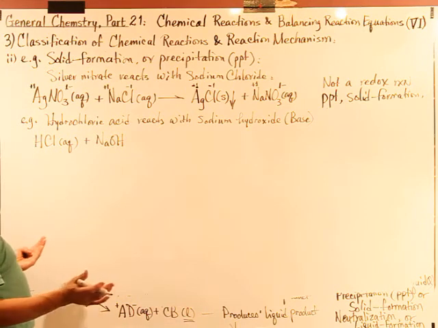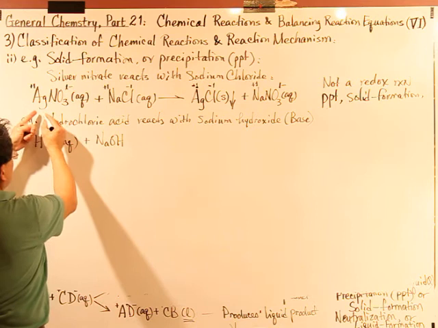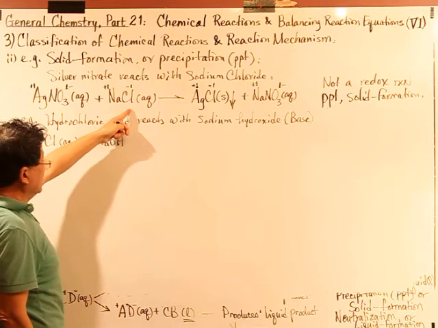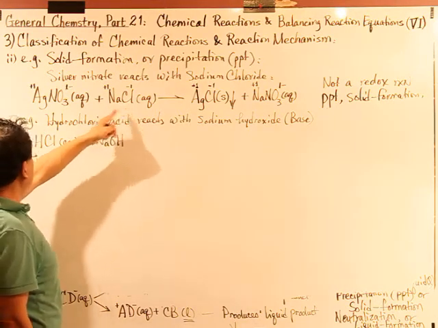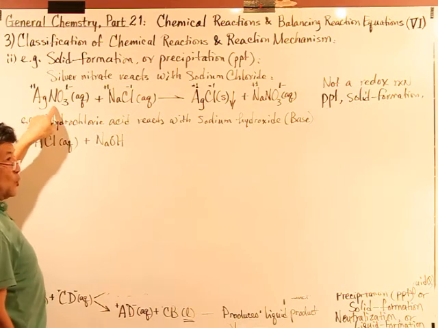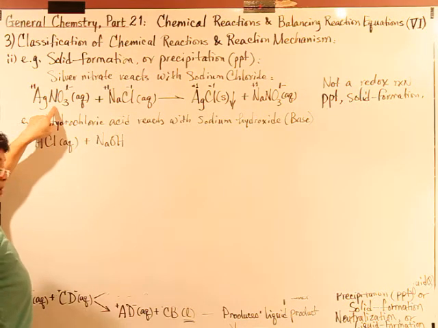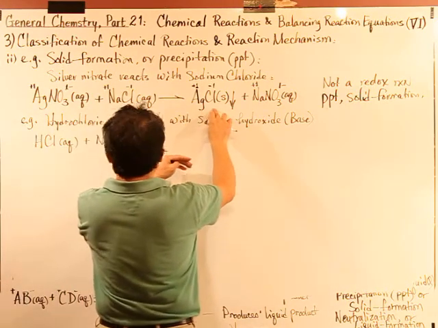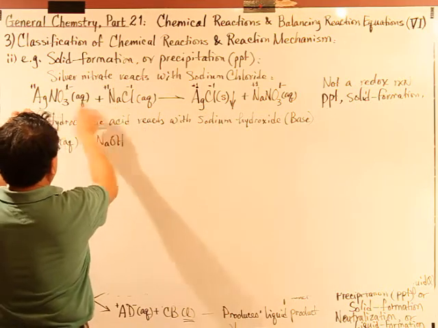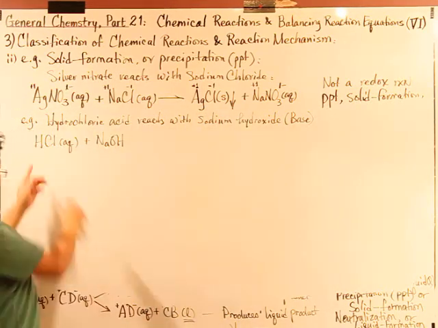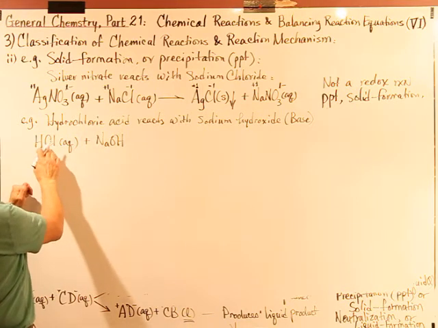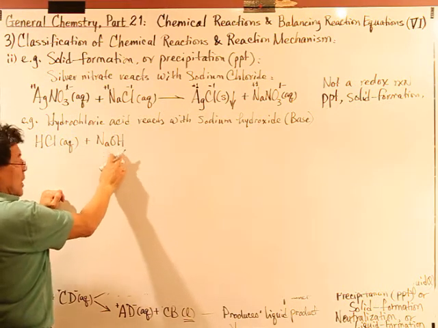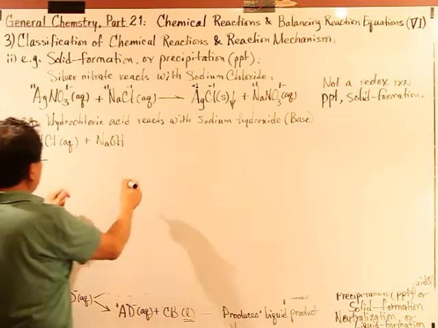The double displacement, right? Here, double displacement, what? The silver took the anionic partner of the sodium chloride to itself, and then released its original anionic partner to the sodium. So you have an exchange of partners, then you form AgCl and NaNO3. These are the double displacement. In this case, the same thing. If we exchange chloride with the hydroxide, then you form a new compound.